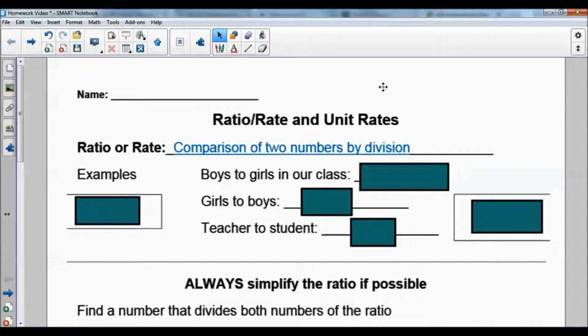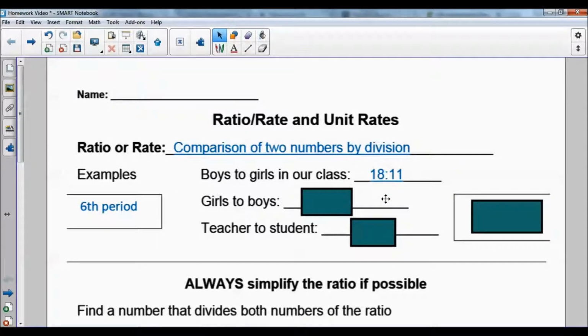So usually we would do this in class together, but since we're in the video, I'm just using my 6th period as an example. And so in my 6th period, when I look at boys to girls in our class, my ratio or rate would be 18 to 11. There are 18 boys to 11 girls. If we look at the flip of that, girls to boys, it would be 11 to 18. Okay, so first we wrote boys to girls with our boy number first, and then we wrote girls to boys with our girl number first.